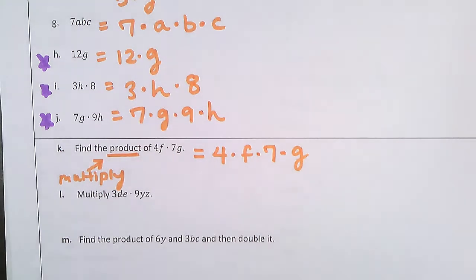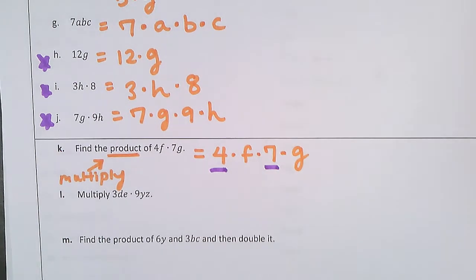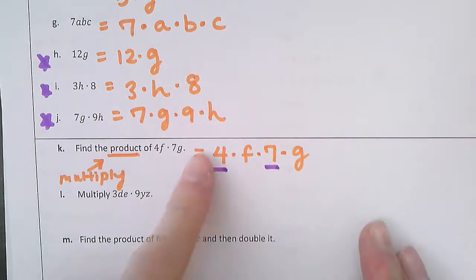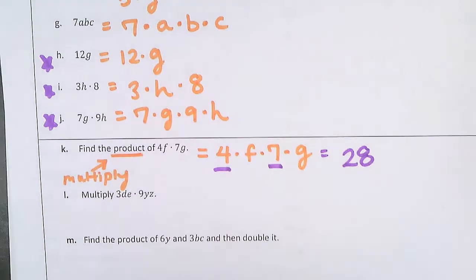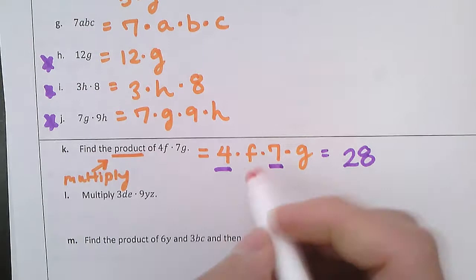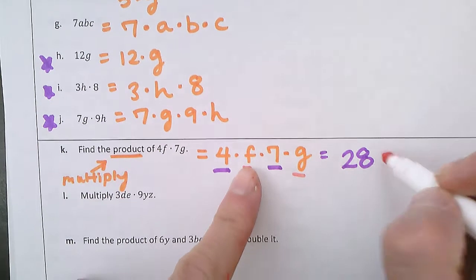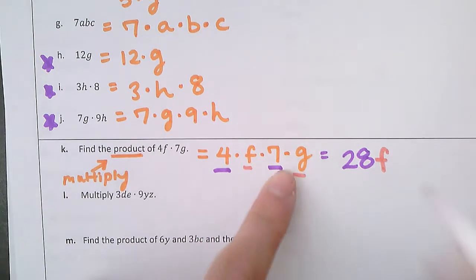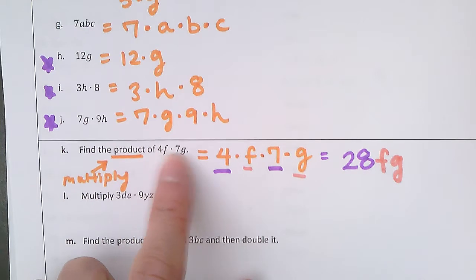And when we're multiplying all of these things together, the first thing that we can do is just look for the numbers first. I have a number 4 here and a number 7 here. Those two numbers can be combined and multiplied together. So 4 times 7 is 28. So this would be 28. And then I look for my variables. I have a variable f here and a variable g here. That means it's 28 times f, which is 28f, times g, which I can just put the variable right there. So 28fg is what I get when I multiply 4f times 7g.